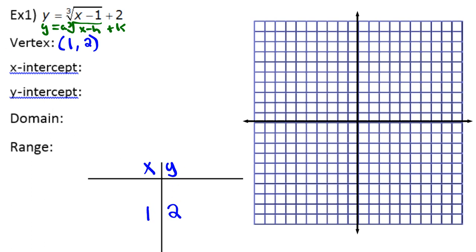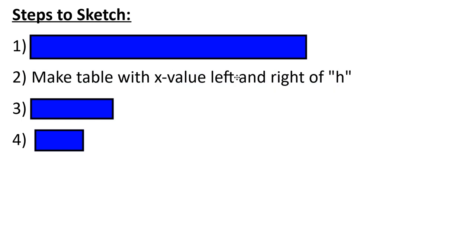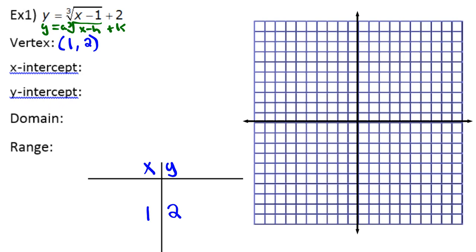And that's what step 2 was saying: we want to make sure we have an x value to the left of that and an x value to the right of that. My h value was 1, so let's go to the left of 1, which means that will be 0, and the right of 1 will be 2. Now we're going to need to plug these values in. There is no pattern, sorry about that. You're going to have to just plug and chug and use your calculator. So we're going to find the cube root of 0 minus 1, plus 2, and then the cube root of 2 minus 1, plus 2.